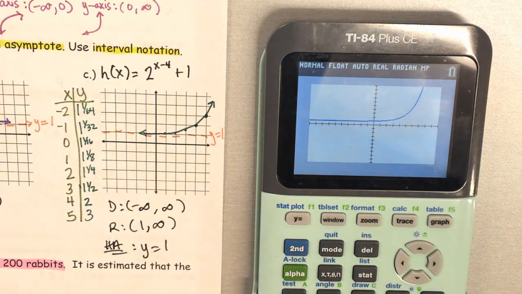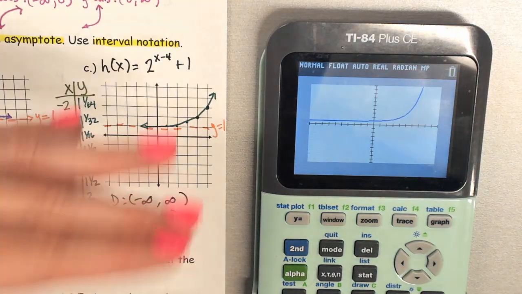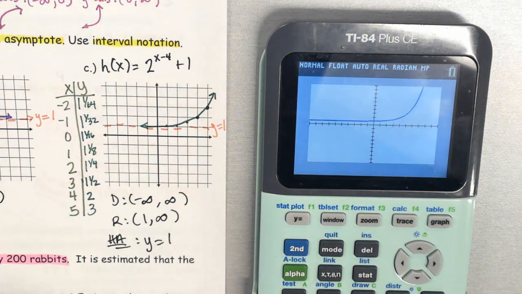And again, you have that y equals 1 as your horizontal asymptote. That's what it's getting closer to. Domain, all real numbers. And then everything is above 1, so it's 1 to infinity for the range. Okay. If you have a flip, that is going to change the range, and that's what I asked you to think about in those questions above. So we are going to look at those.